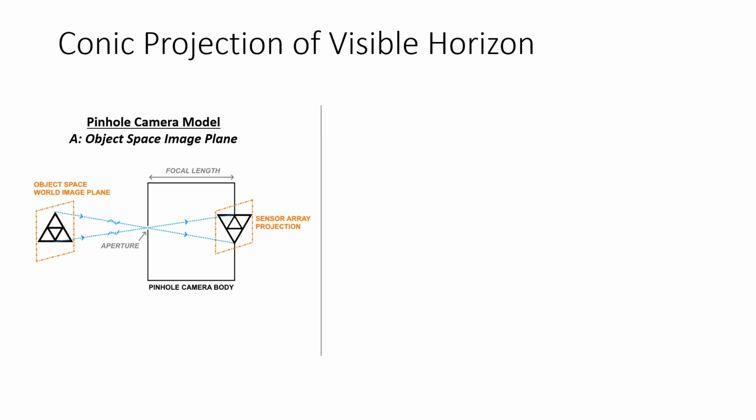So there's two key concepts to understand that will give us a better intuition about how the sensor perceives the horizon edge. The first is that the thermal sensor is represented using the pinhole camera model with no lens. So this allows us to place a world image plane in object space, and it gives us contextualization about how points in 3D space are mapped to the 2D array of the sensor.